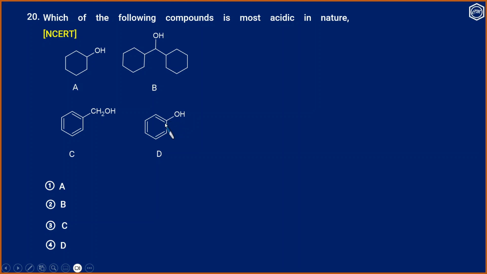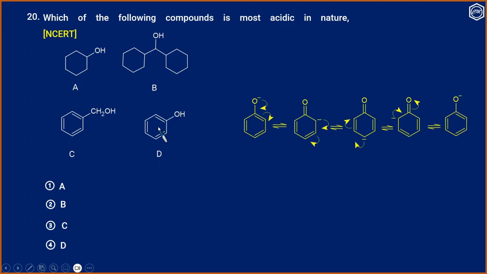So among these, when we take phenol, after the removal of H plus ion, the phenoxide ion is stabilized by resonance. So the negative ion is stabilized by resonance. Hence, compound D will be most acidic in nature. That is the correct answer.